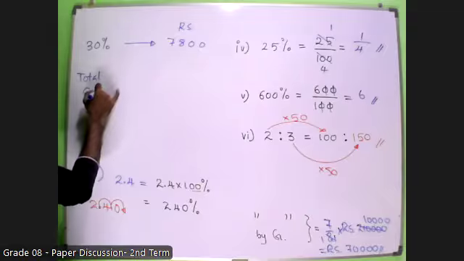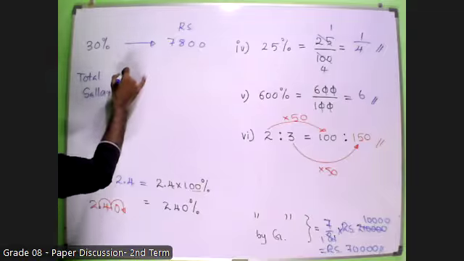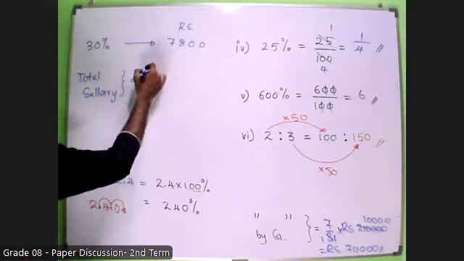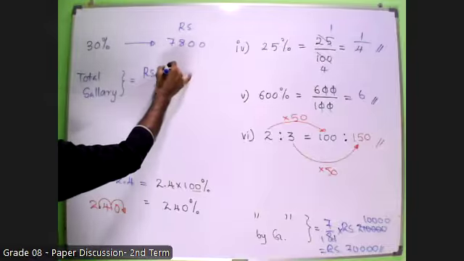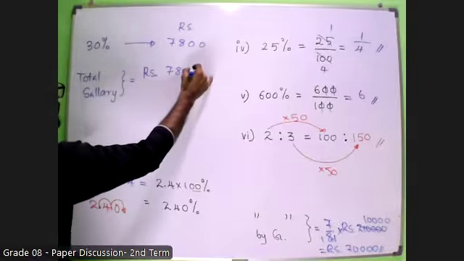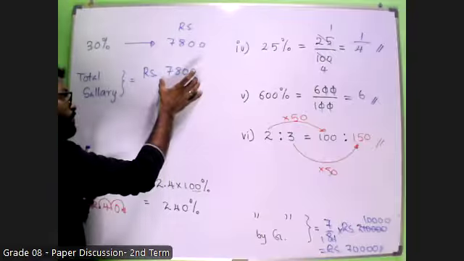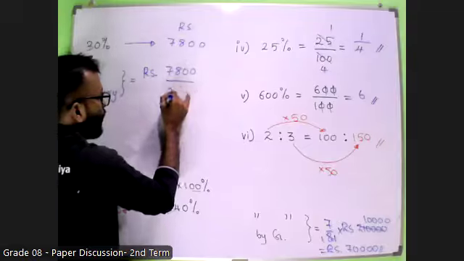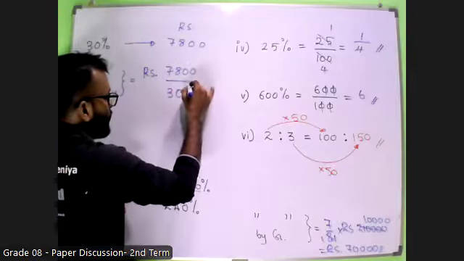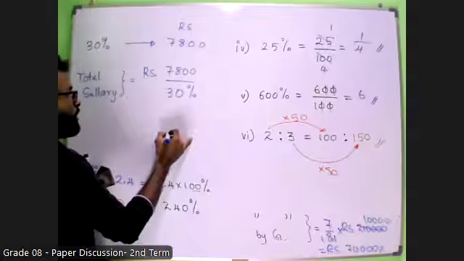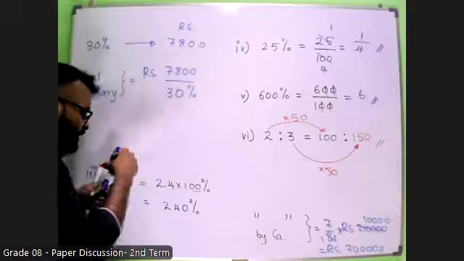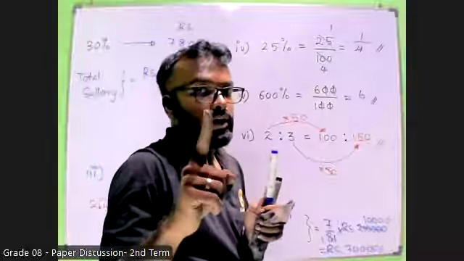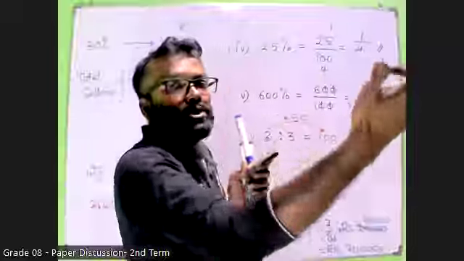Total salary equals, this is rupees, 7,800 rupees. So this is how much of percentage? This is 30% of the salary, right? If you divide this by 30%, you will get your answer for 1%, right? 1% of salary, how much?